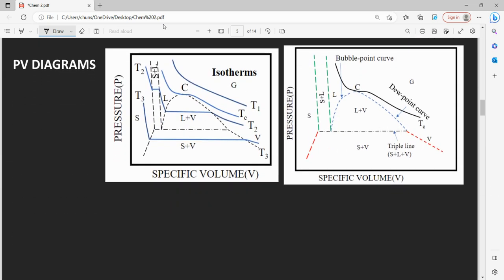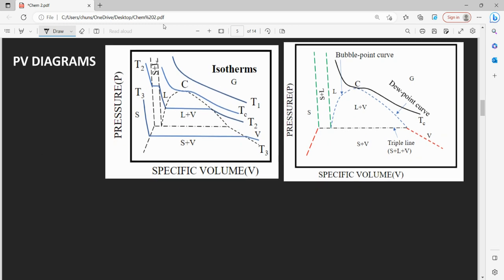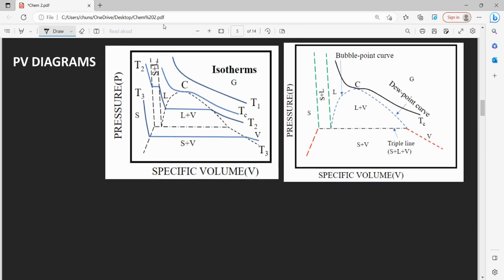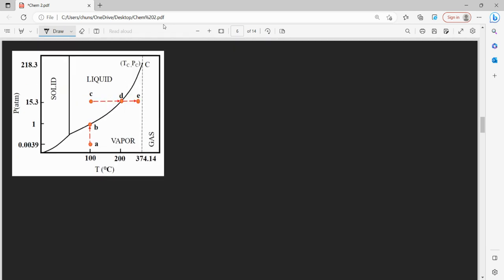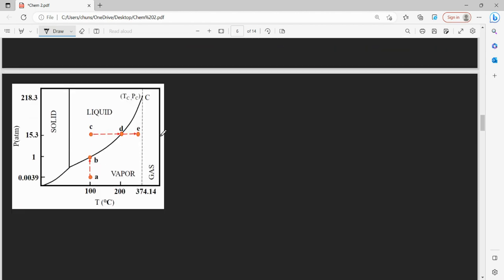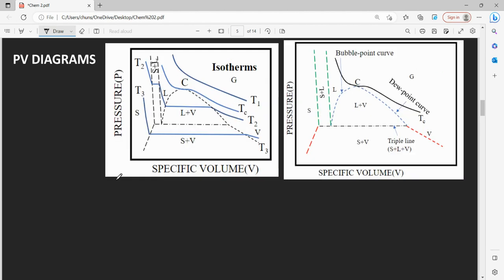Okay, so moving on, we're going to talk about pressure and volume diagrams. These come from our PT diagrams. So basically it is a different kind of plot or interpretation of it. Some things to identify on our PV diagrams.